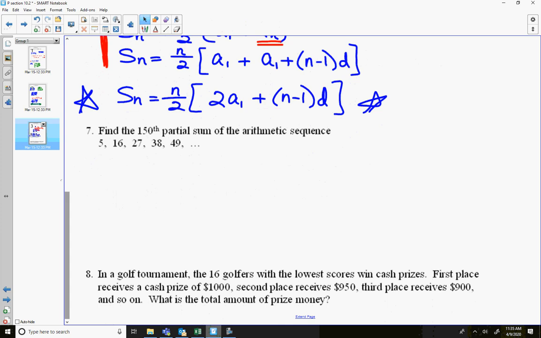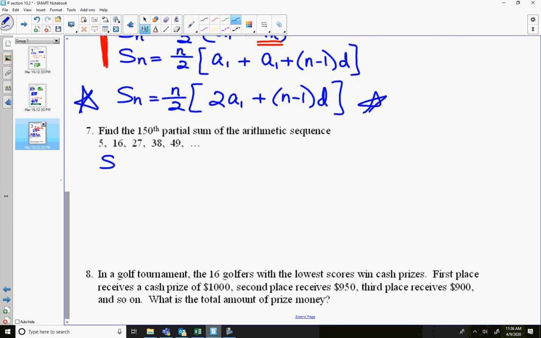All right, so number 7. Find the 150th partial sum of the arithmetic sequence 5, 16, 27, 38, 49, etc. Okay, so this is actually an infinite arithmetic sequence. It's going to keep going on forever and ever. The 150th partial sum means we just want the sum of those first 150 terms.